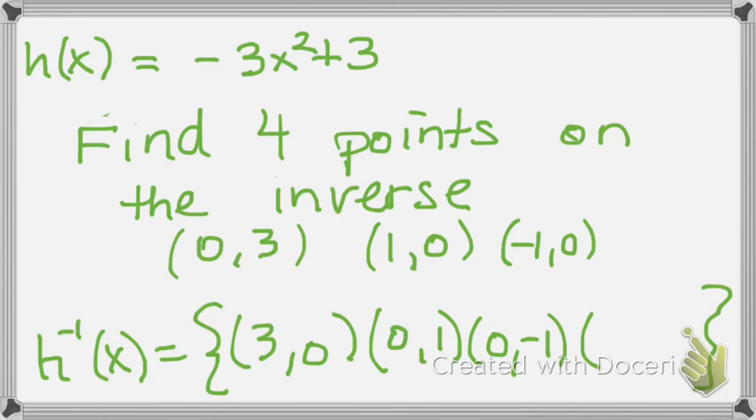Okay, then you can also plug in a 2 maybe? 2 squared would be 4. 4 times negative 3 is negative 12. What's negative 12 plus 3? Negative 9. So 2, negative 9, turn it around, I get negative 9, 2.